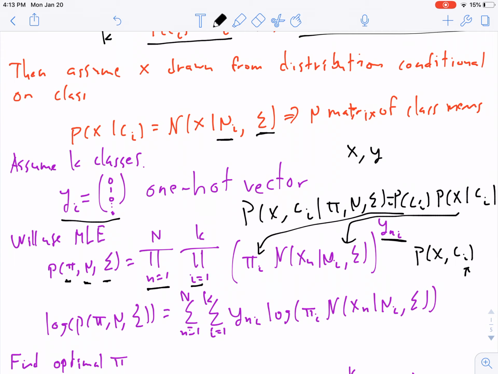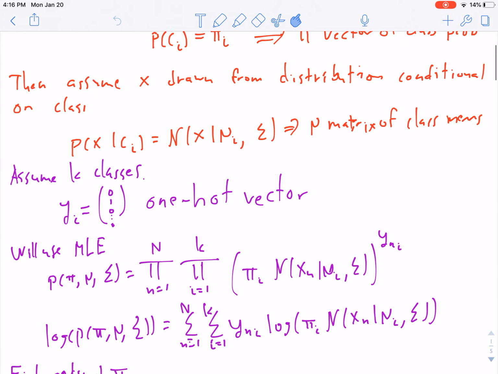And from here, we're going to take the log. Again, this is a very effective strategy when you have lots of big products. So the products will turn into sums, and then the exponent will come down, and then we'll just have the log of this. And now we're going to use MLE. So we're going to find optimal pi, mu, and sigma. So let's go ahead and start by finding the optimal pi.